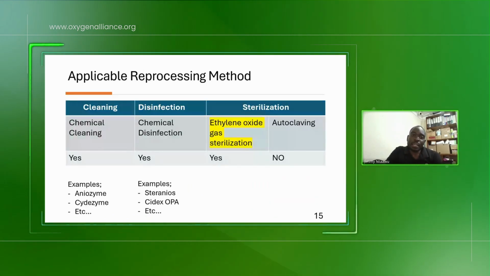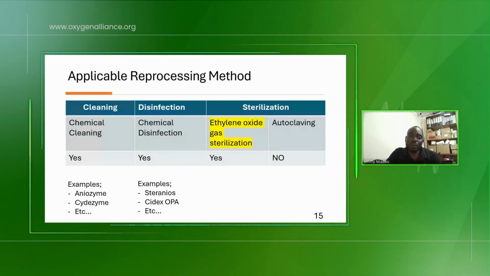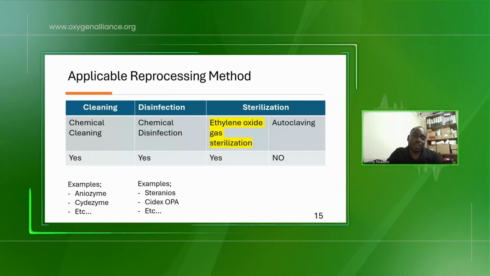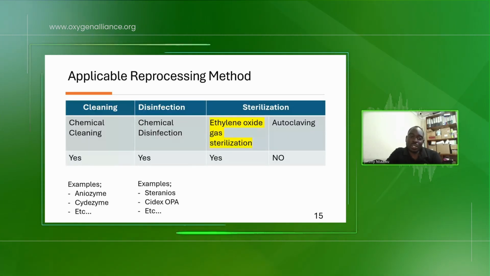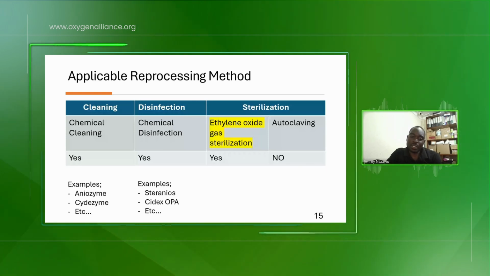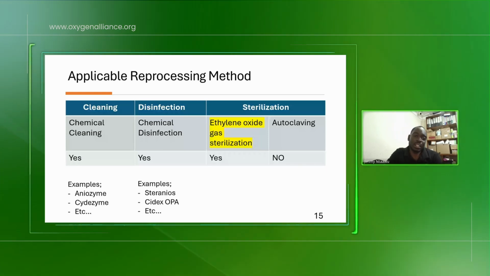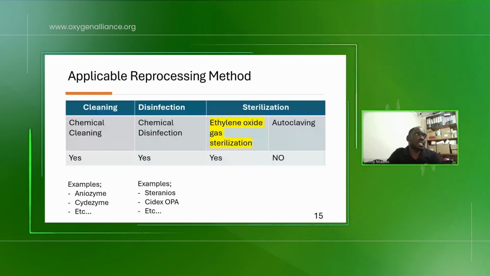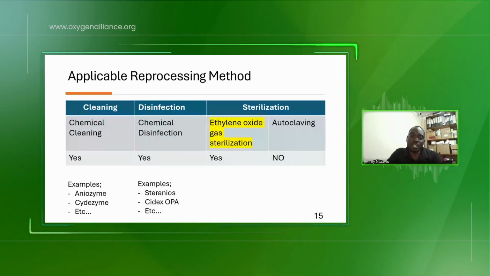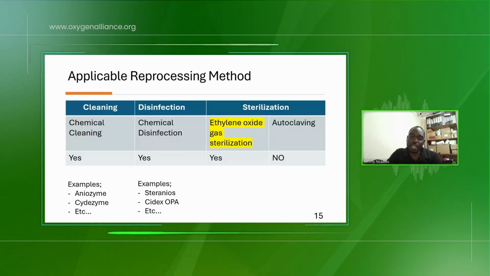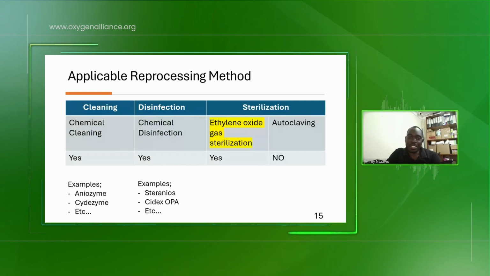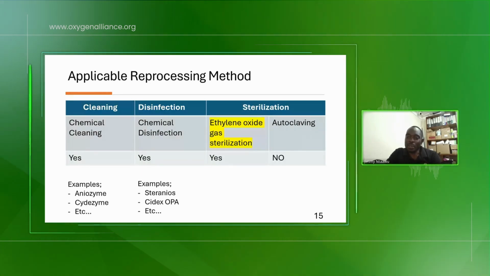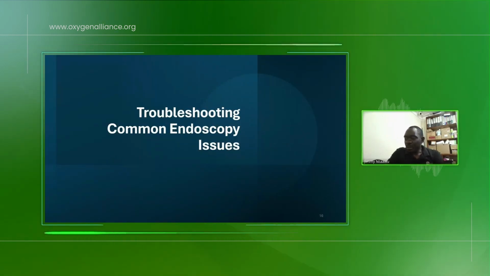Yeah, so during reprocessing, we have different approaches. We have the cleaning, which is by the chemical, that is the enzymatic detergent, and it's the one we use. For disinfection, you can use the disinfectants listed below: Sterenios, Cidex, OPA. There are so many others on the market. So any endoscopic disinfectant you can get, or that is recommended by the brand of the scope you're using, is very okay. Then for sterilization, usually we recommend gas sterilization, because it uses low temperatures, but we never autoclave the scope.